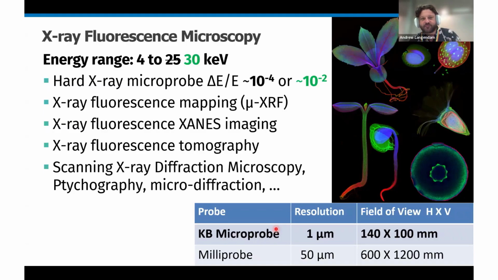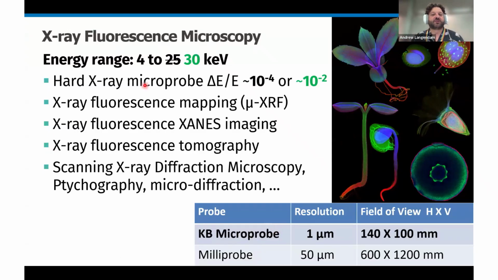With our DCM, we have this funny figure called delta E over E, which is basically our energy resolution. That means for a 10 kiloelectronvolt beam, the spread of that beam, the full width half maximum, is only 1 eV wide for the DCM. For the DMM, it's about 100 eV wide, and I'll get into why that's important later.